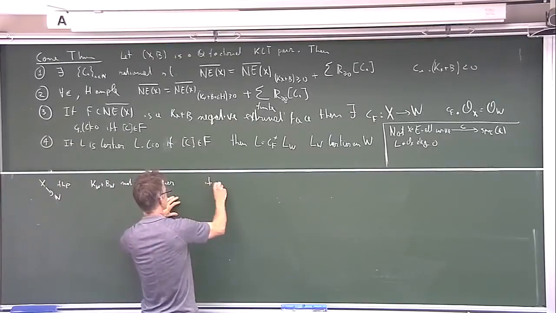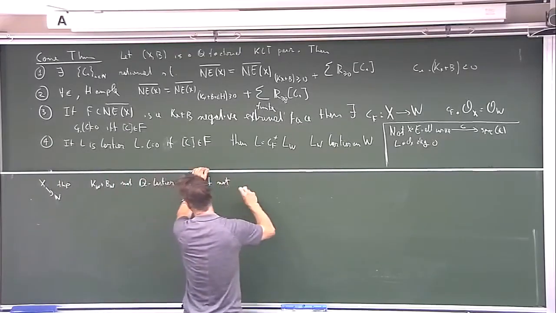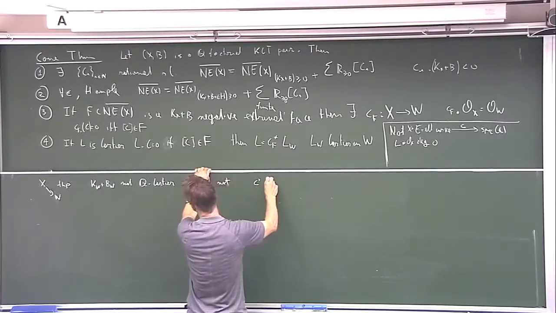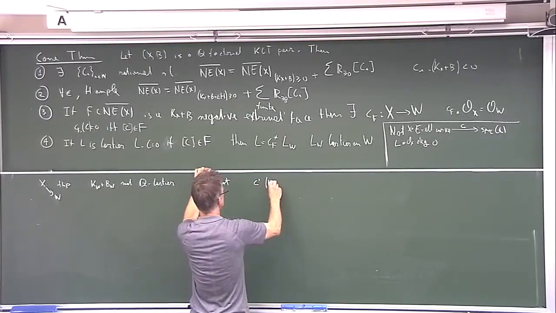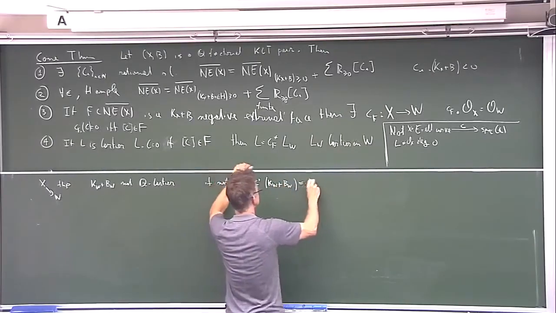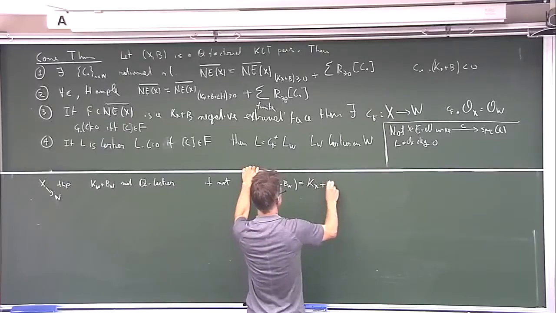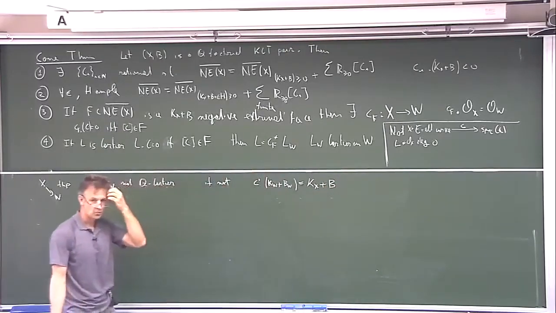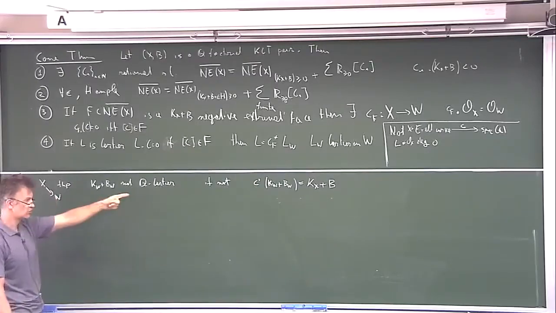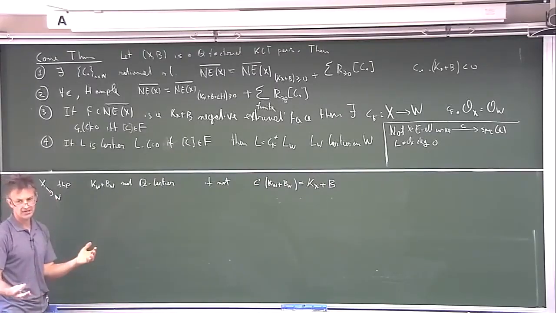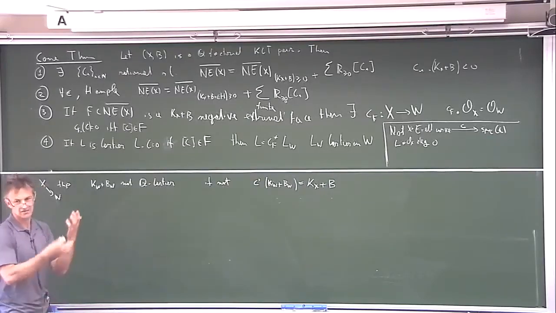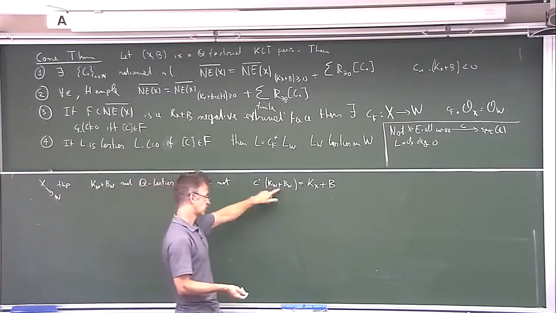It's almost a triviality. If not, then I can consider the pullback of K_W plus B_W. Now I claim that this is just K_X plus B. How can I be so sure? Well, these things are isomorphic in codimension 1, right? So those two divisors agree outside of a codimension 2 set. If two divisors agree outside of a codimension 2 set, they are the same thing. So we have this equality.